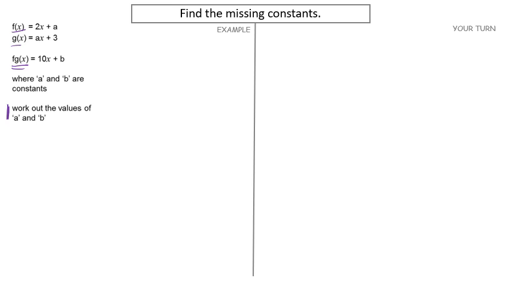What we're going to do first is work out f of g of x. Because once we know this, we can say, well, it's got to be equal to this. We can form an equation, we can solve it to find a and b. So as before, we start off with the function nearest the variable, nearest the bracket. So we've got g of x, which is ax plus 3. And that's the input we'll use for our second function.